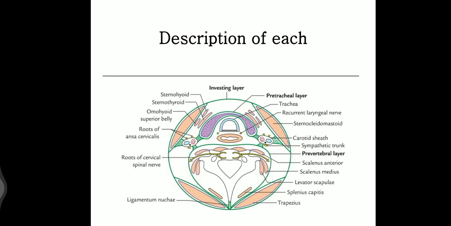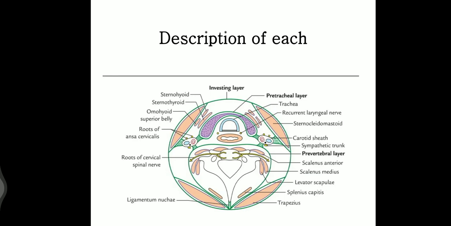Again we start from the spinous process. Another green line encloses the muscles around the cervical vertebra; that is called the prevertebral layer. Another one, the pink color you are seeing, is the thyroid gland. The fascia which encloses the thyroid gland is called the pretracheal layer.